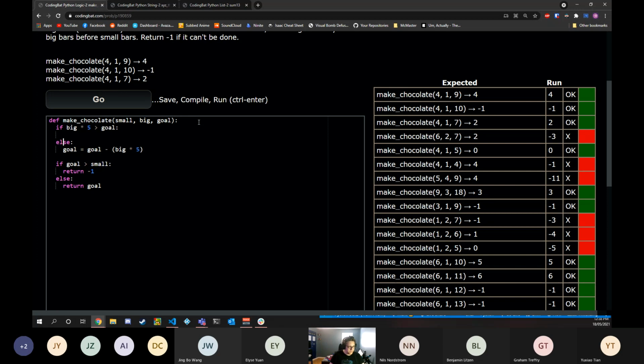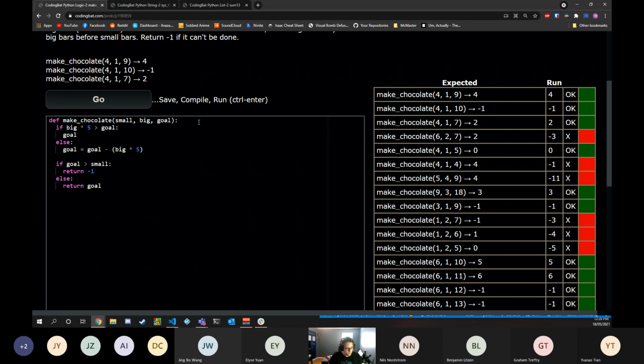In the else case, I could just say goal minus big times 5. What I then need to do is find out how many chocolate bars actually go into this. If I have 2 big bars, that's 10. That's greater than 7, which is my goal. So what I'm going to do is use modular arithmetic. That sounds like a good idea.